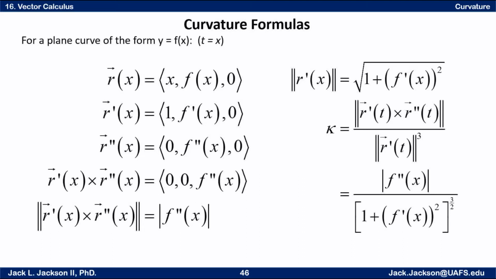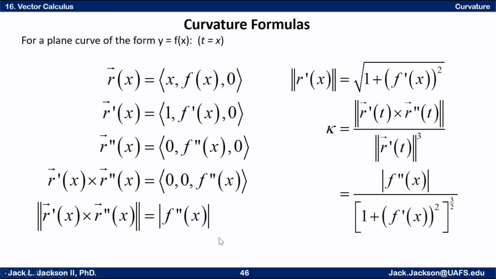Okay, so the norm of that is just the absolute value of f double prime, because it only has the one component there, so that's easy enough. So the norm of r prime, remember, is the square root of 1 plus f prime of x squared. That goes back to our arc length parameter, if you remember how that works.